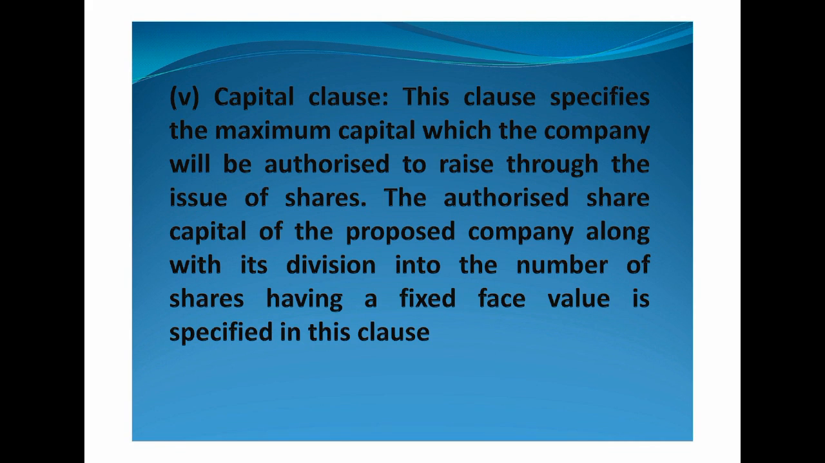Okay, so all these are the different clauses that come under the memorandum of association. One is the name clause, the second is the registered office clause, the third is the object clause, the fourth is the liability clause, and the fifth one is the capital clause.